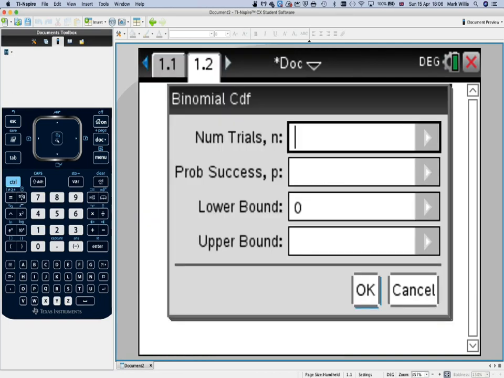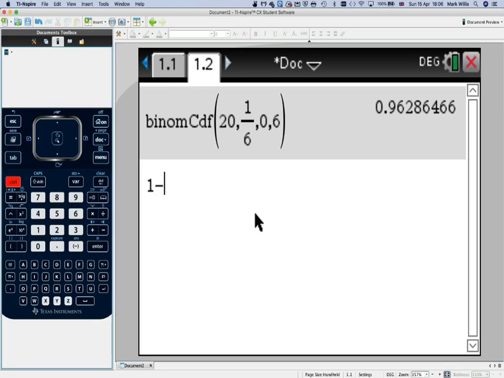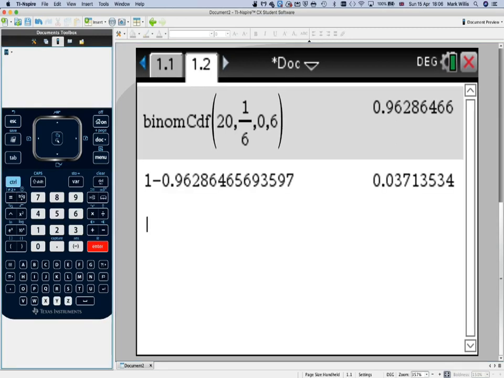Click on this. The number of trials was 20. The probability of success was 1 out of 6, which we can enter like that. Lower bound was 0. Now we want less than or equal to 6, so we put in 6 and press OK. Then we need to do 1 minus our answer, and press equals, and that will give me my answer.